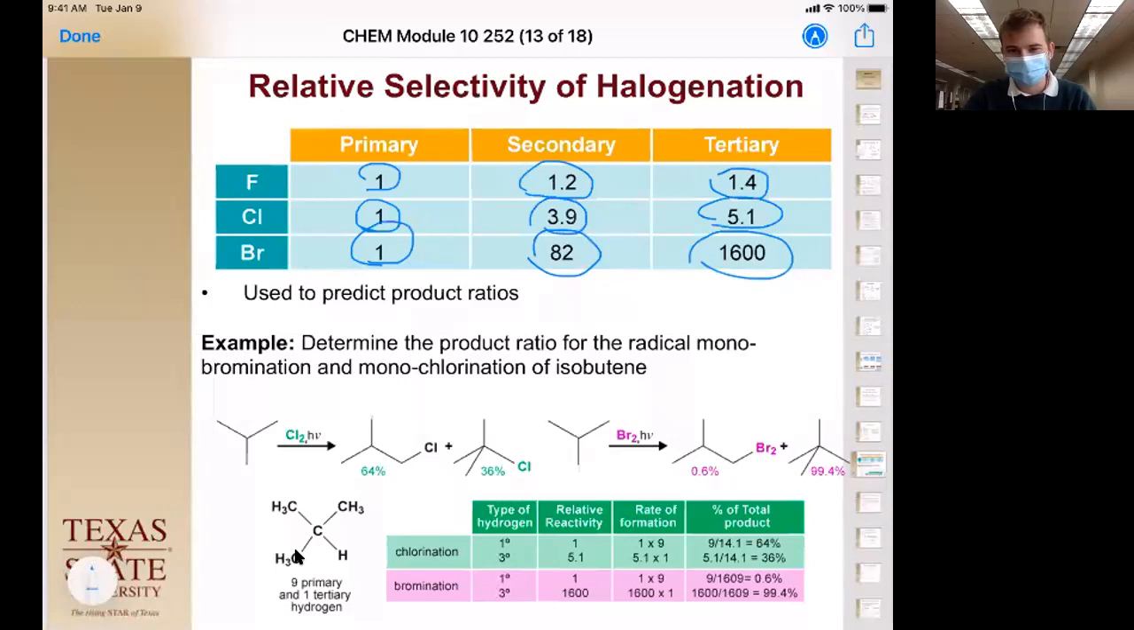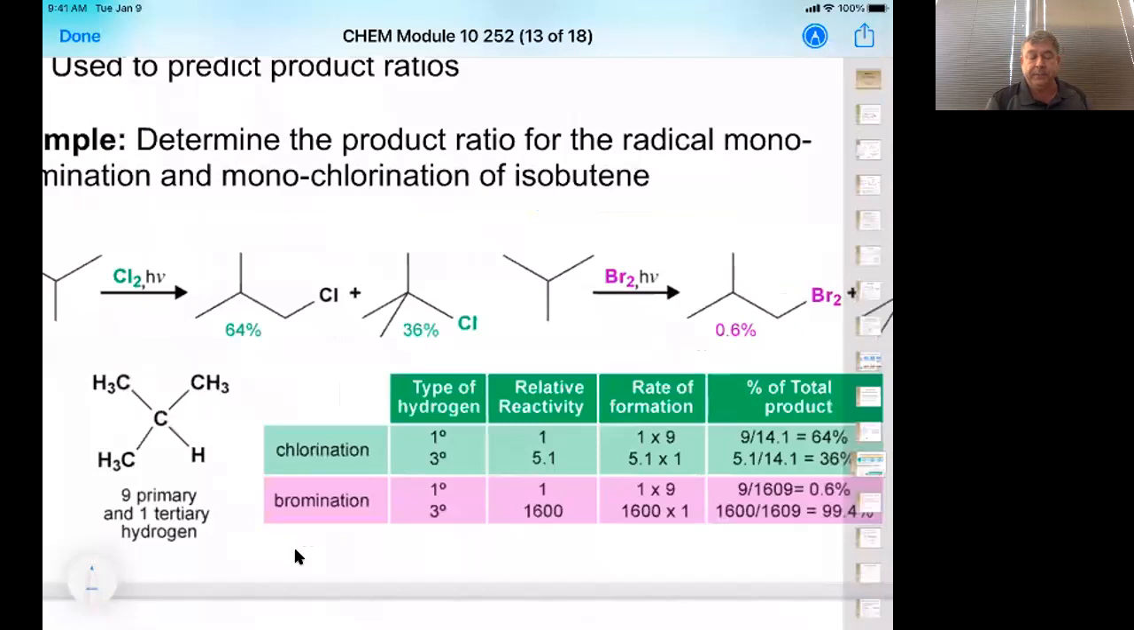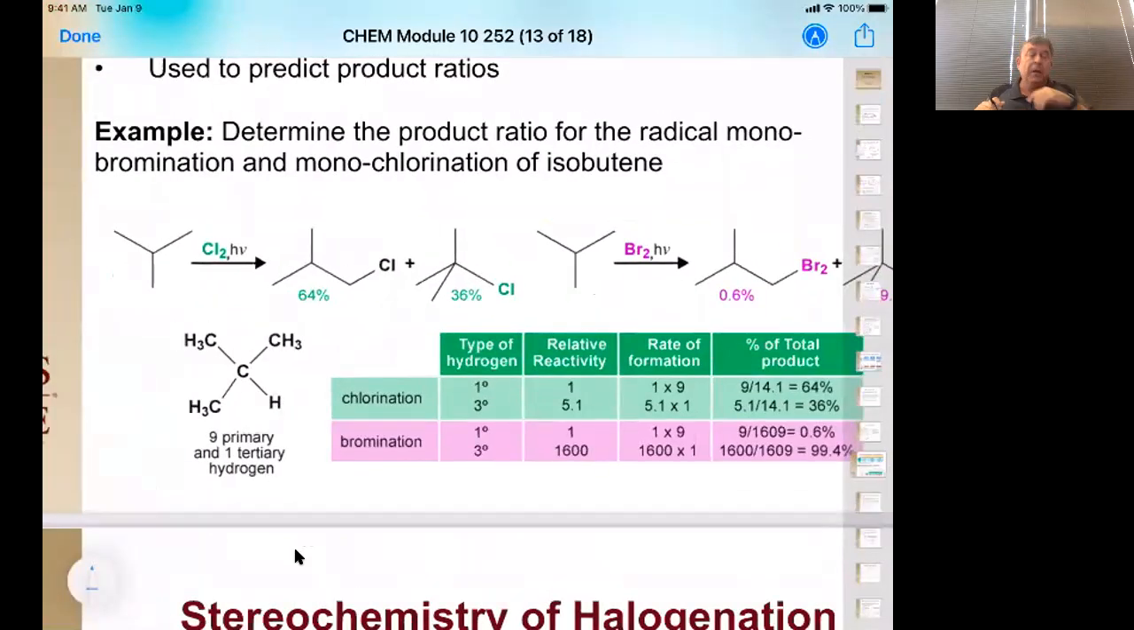So when we talk about these relative selectivities of halogenations, we can predict our products based on the number of hydrogens available of each hydrogen type. We have to take into account the number we have, and that will give us the total number of reactions, and we can predict our product ratio. So let's do that real quick in our last 3 minutes here. We have to think of the number of different hydrogens we have available to us of the different types.